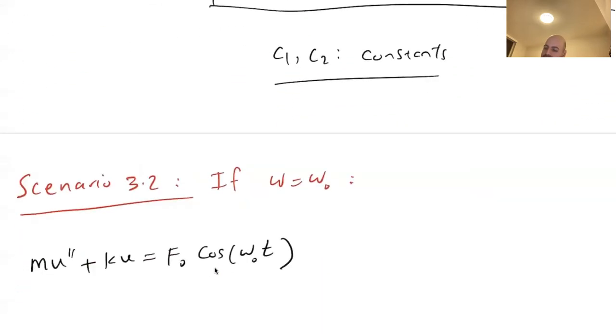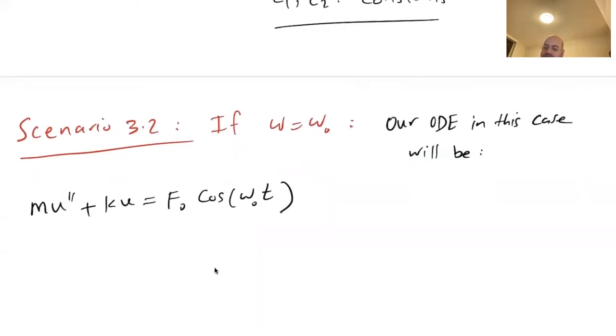So our ODE in this case will be mu double prime plus ku equals f of t. F of t, I was assuming that is F0 times cos omega t. And in this scenario, I'm assuming that omega is the same as omega naught. So f of t can be written as F0 times cos omega naught t.